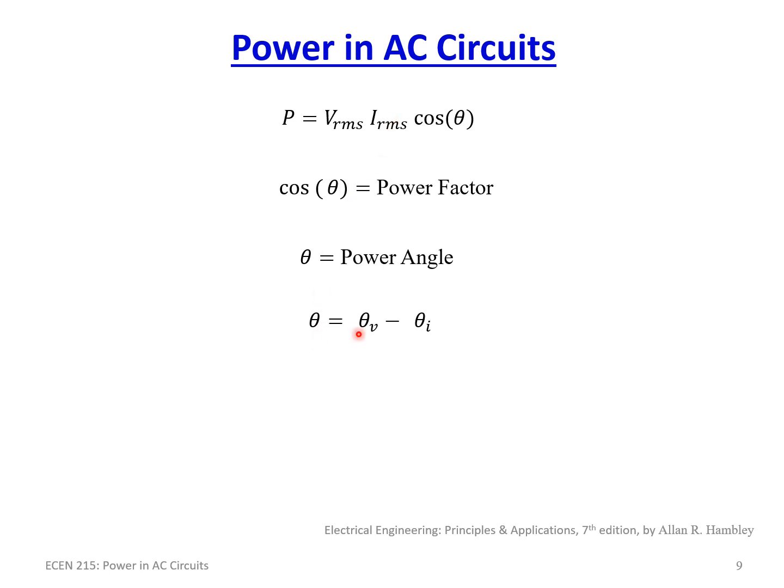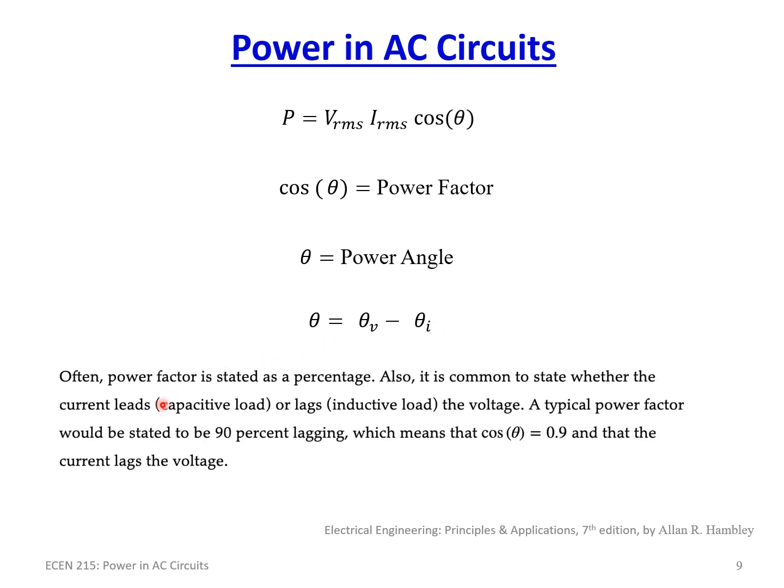Theta, again, is just simply the difference between the voltage and the current. So if voltage is 0, then it's just minus the current angle. That's all this is. You're looking for the net difference between the two. So if you have a phase angle for the voltage and a phase angle for the current, you would use that to get your power angle.